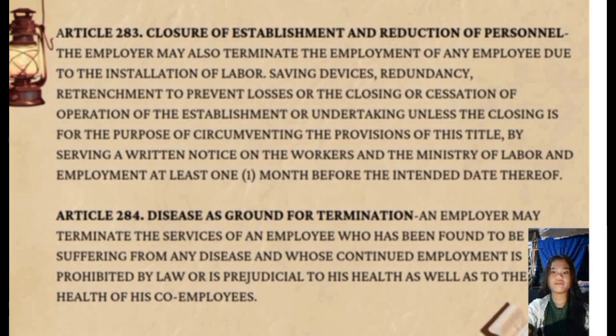So for example, his continued employment is prohibited or prejudicial, so the disease must prevent the employee from continuing their work due to legal restrictions or the potential harm it poses to their health or the health of their colleagues. So, for example, is suffering from a disease, so the employee must be diagnosed with a disease. Then their continued employment is prohibited or prejudicial.